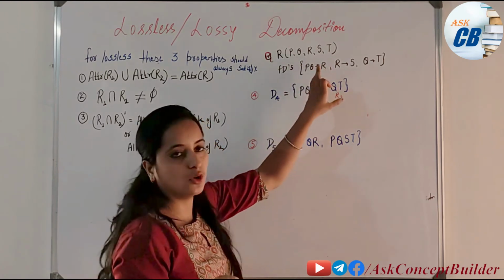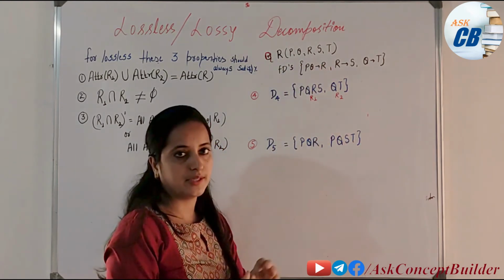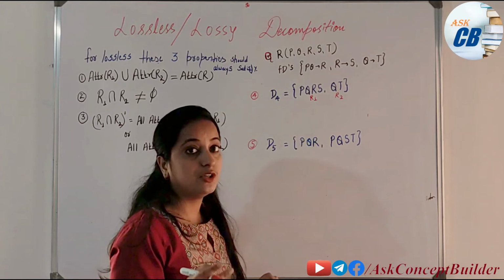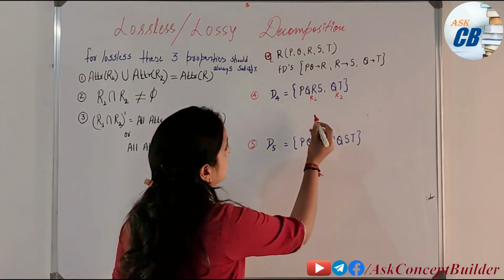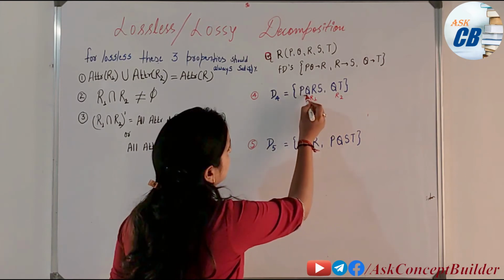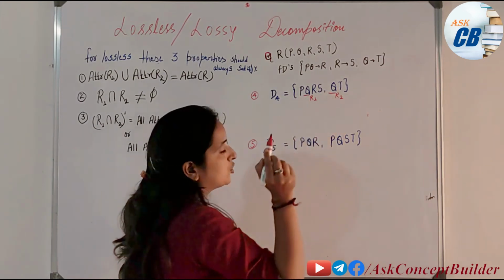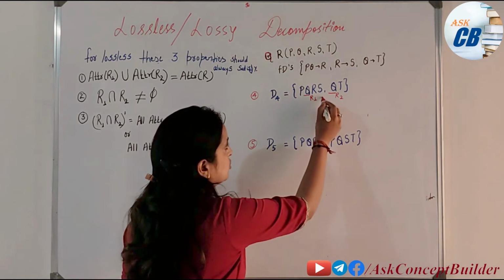Okay, so this is giving all the attributes. Yes, first property satisfied. Now what is the second property? We should have at least one common attribute between them. Now what is our common attribute? See, this is your Q, this is your Q. Okay, so Q is your common attribute. Second property is also satisfied.